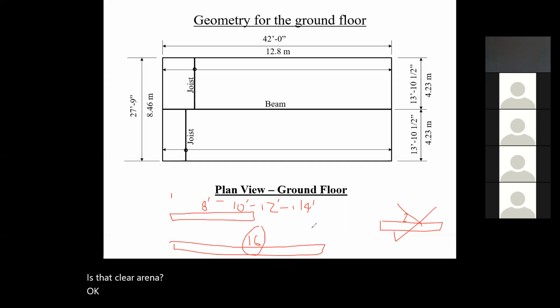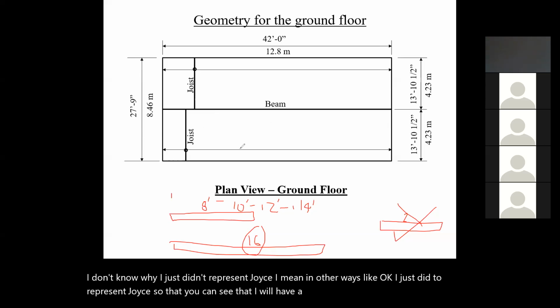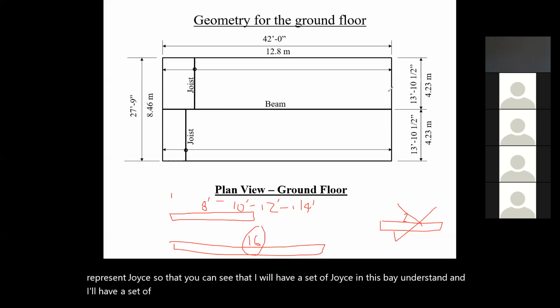Sir? Yes. Is there a reason why your joists are not on the same, like they're not the same? I'm sorry, is there a reason why my joists aren't what? They're not together. Oh no, I just did them to represent joists, so that you can see that I will have a set of joists in this bay, and I'll have a set of joists in this bay. You understand? That's why I did it.